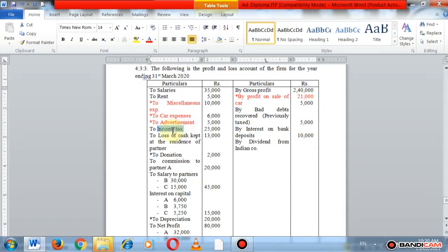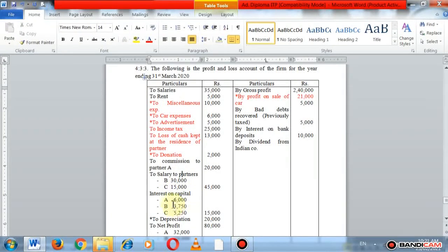Income tax is not a business expenditure. Loss of cash kept at the residence of partner is disallowed. Okay, donation is disallowed. Then commission to partner A. While computing the remuneration, we consider the commission in remuneration, or add the commission in the salary of the partner. Then salary to partners B and C.